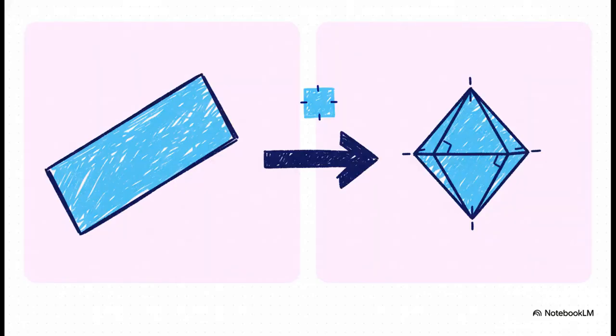And next up is the rhombus. Okay, again, we start with our parallelogram, but this time, forget about the angles. Instead, we're going to enforce a new rule. Make all four sides the exact same length. And there you have it, a rhombus.